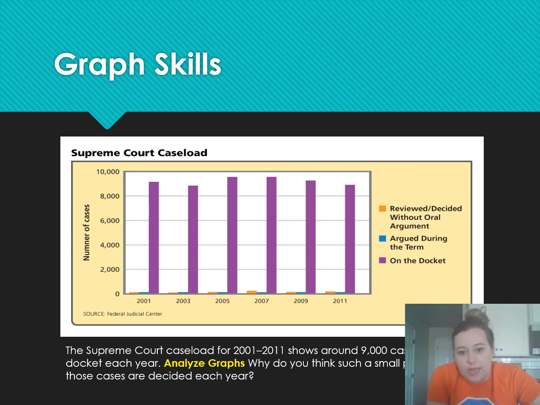The major reason they can't take more than 100 cases is that there's lack of time, right? They don't have enough time in their year to take much more than that. So what they're going to do is they're going to look at the decisions of the lower courts, and a lot of the appeals they're just going to throw out. They're going to dismiss them because they agree with the lower court decision.